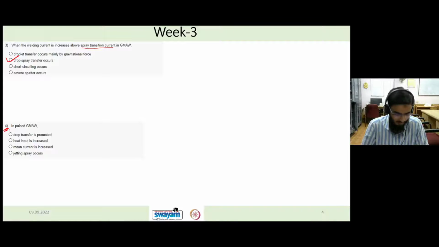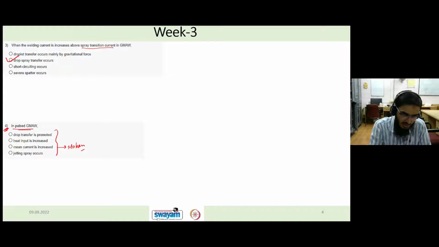So now we'll move to question number 4. In pulse GMAW, just read these options and then we'll try to learn about them. In pulse GMAW, drop transfer is promoted, heat input is increased, mean current is increased, jetting spray occurs. So what are the phenomena that are going to happen? You have to tell. Okay, Mohan is telling that mean current is increased. Okay, so we'll see what pulse GMAW is and then we'll come back to the answer.